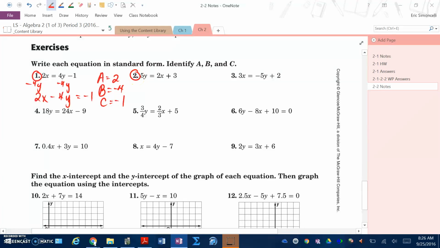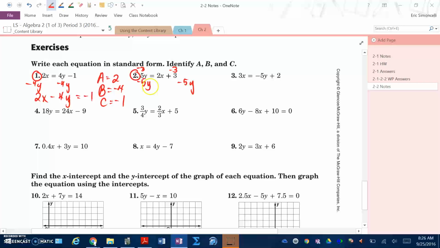Number 2, I can really do one of two things. I can subtract 2x, or I can subtract 5y, but also subtract -3 in the same step. I'm going to do that. I'm going to subtract 5y. I'm going to subtract 3.